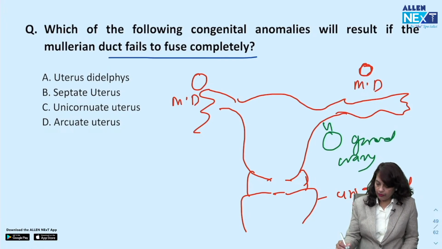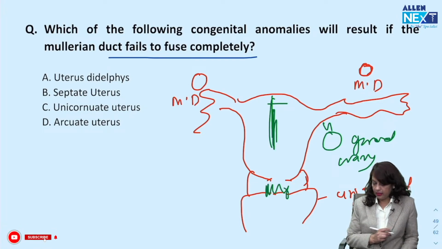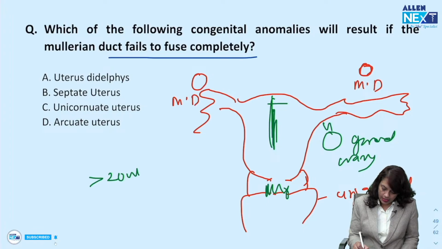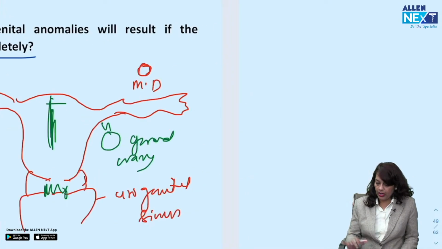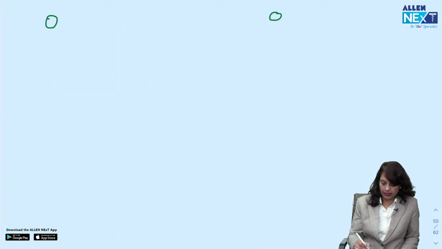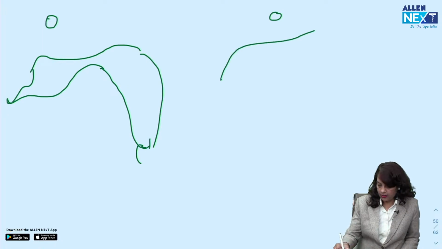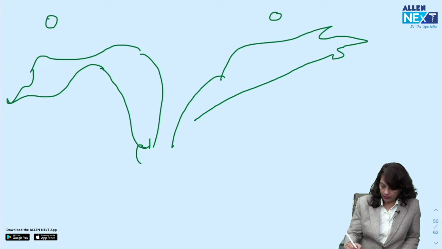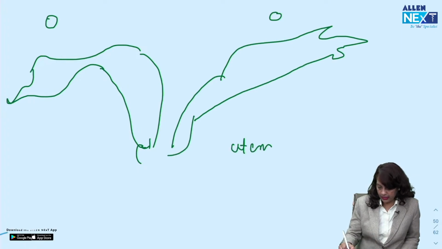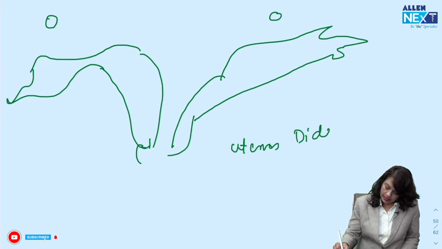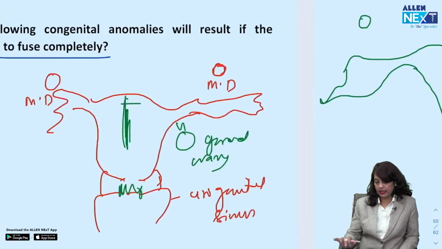If there is a septum, this septum resolves after 2 weeks. If both the Mullerian ducts make their own uterus, fallopian tube, cervix and vagina, this type of uterus is called uterus didelphus. This is called uterus didelphus.